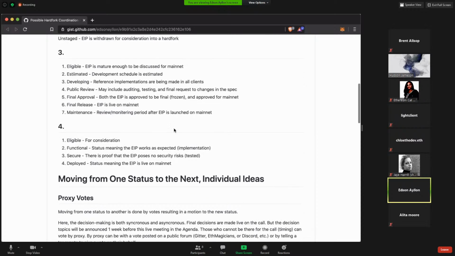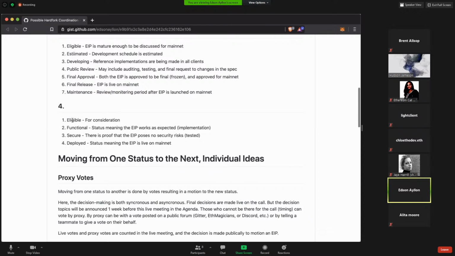Okay, the next one, eligible for consideration, functional, status meaning the EIP works as expected, it's implemented, it's working, secure, there's proof that the EAP poses no security threats, meaning it's well tested, and deployed. Status meaning the EAP is live on mainnet. So these are the things that are updated after each of these.